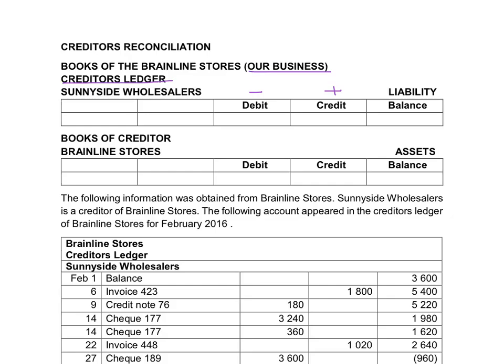In the books of the creditor, that means in the books of Sunnyside Wholesalers, they will open an account for us, but they will do this in their debtors ledger because they are selling to us. So in their books, we are an asset, and assets increase on the debit side and decrease on the credit side. Therefore, all the entries that will appear in our books on the credit side will appear in their books on the debit side. And if we record something on the debit side, they will record it on the credit side.